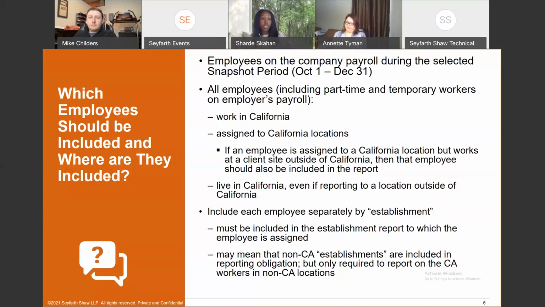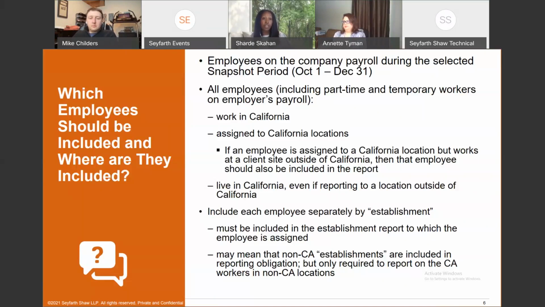You also are going to be including each employee separately by establishment. So your company may have multiple different establishments in California or in other states. So you'll see when we go through some of the examples and when you take a look at the user guide, the DFEH really wants you to break down the locations of your employees by establishment to get into the specifics. So that employee should be included for the establishment to which they are assigned.